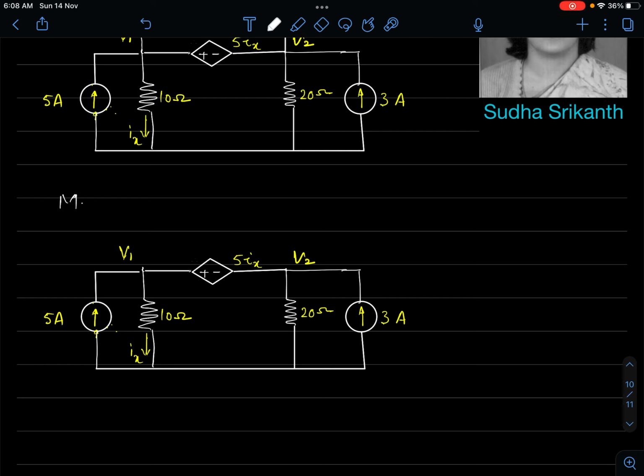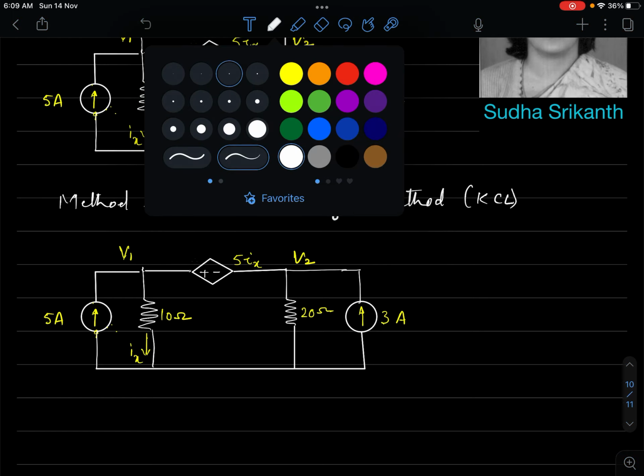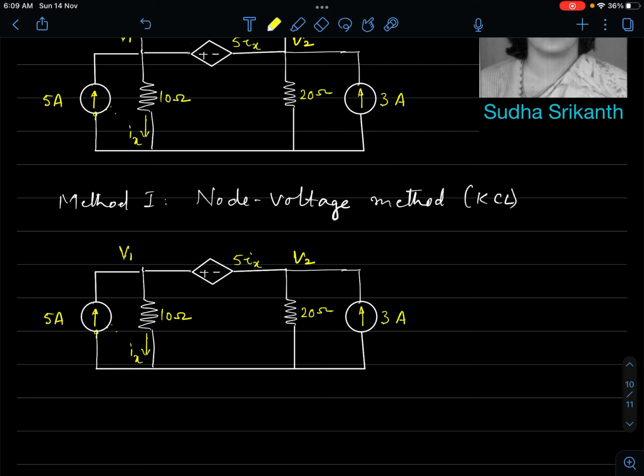Method 1. First method, let's have the node voltage method. The node voltage method relies on the understanding of KCL, Kirchhoff's current law. All right. So we need to know the currents in various branches of the network. Then we need to identify the junctions or the nodes. Then we may have to consider one reference node, and we may have to talk about the potentials of the other nodes with respect to that particular reference.